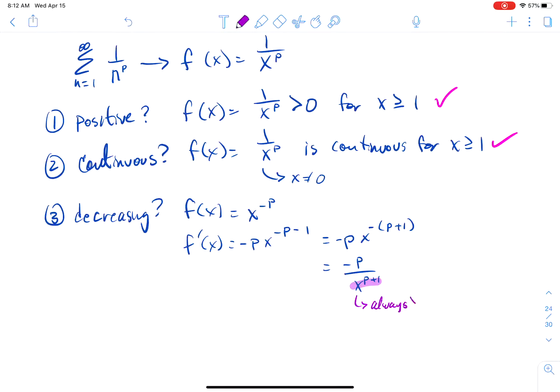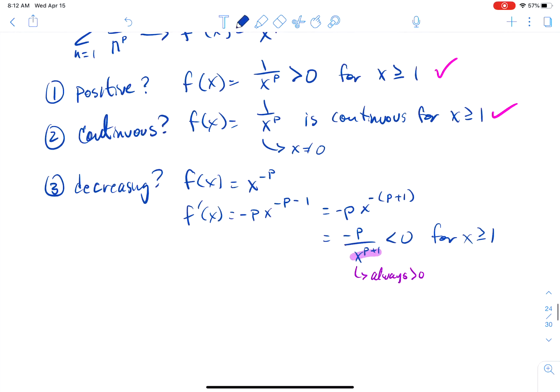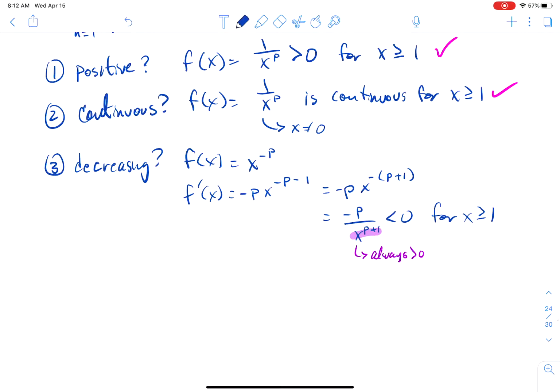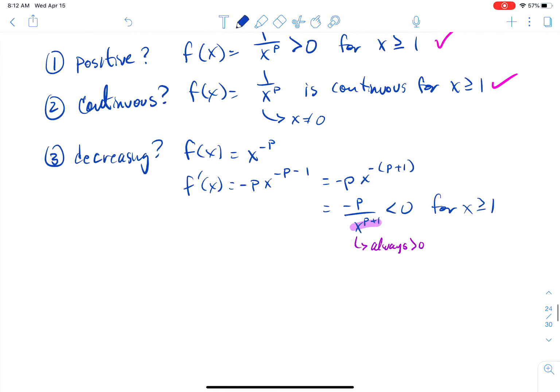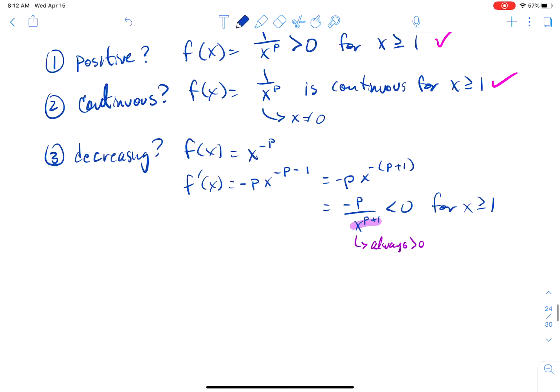Always greater than 0. Our p was a positive constant by the conditions of the actual p series test, and we're just multiplying it all by a negative, which makes this thing less than 0 for x is greater than or equal to 1. Right? I mean, for all values of x, but whatever. Okay, all values of x that we're saying is greater than or equal to 1. Then we have met all of the criteria.